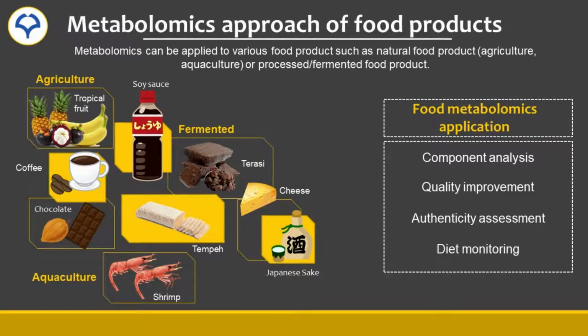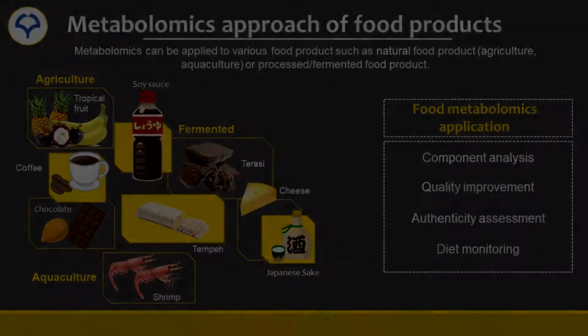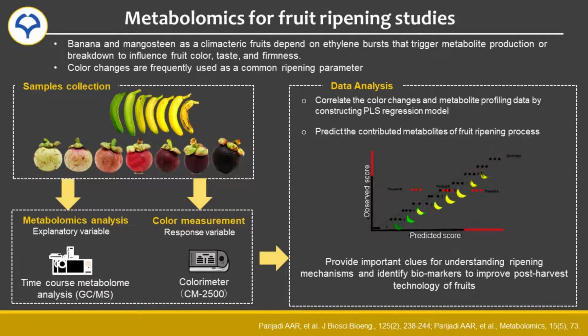Metabolomics approach can be applied to various food products. This includes natural products from agriculture and aquaculture to processed food products such as fermented food and chocolates. Application of metabolomics into these products can let us do component analysis, quality improvement, authenticity assessment, and also monitoring the diet. Now, let's talk about studies that had been already conducted in Fukusaki Laboratory.